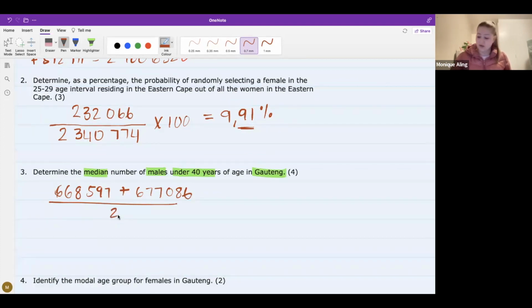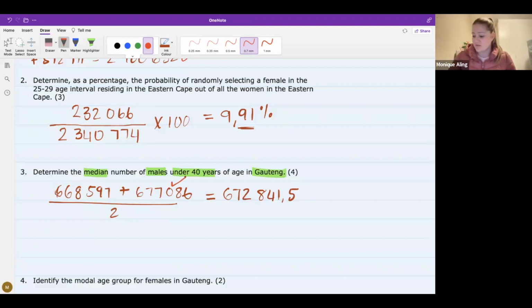We divide by 2. So the median is 672,841.5. Okay, so to get the 4 marks, the first mark was rewriting all the numbers in order.